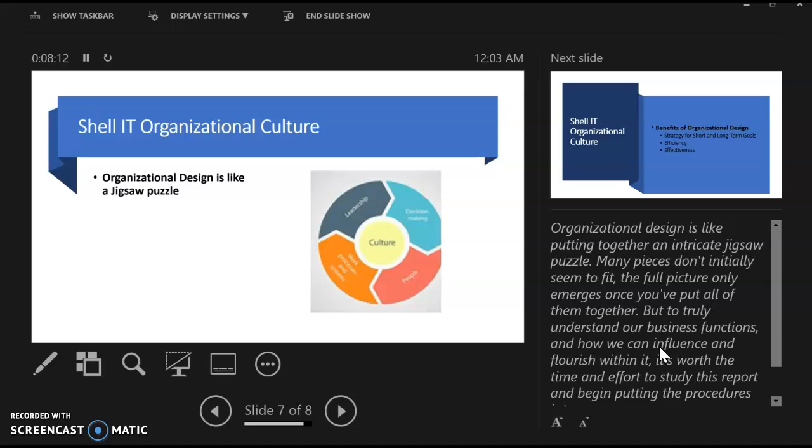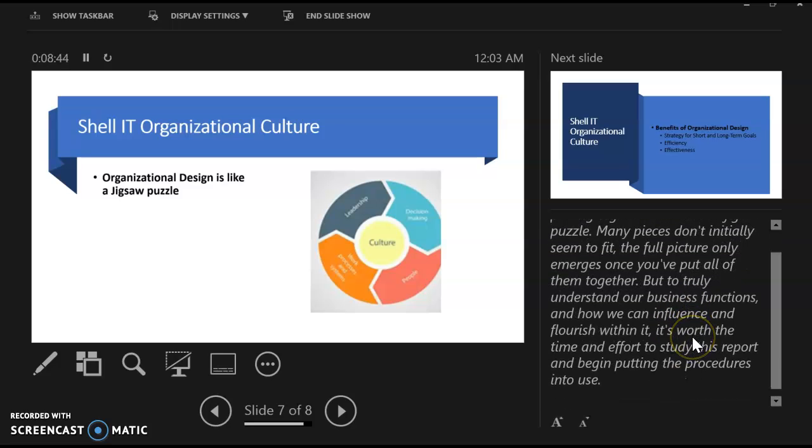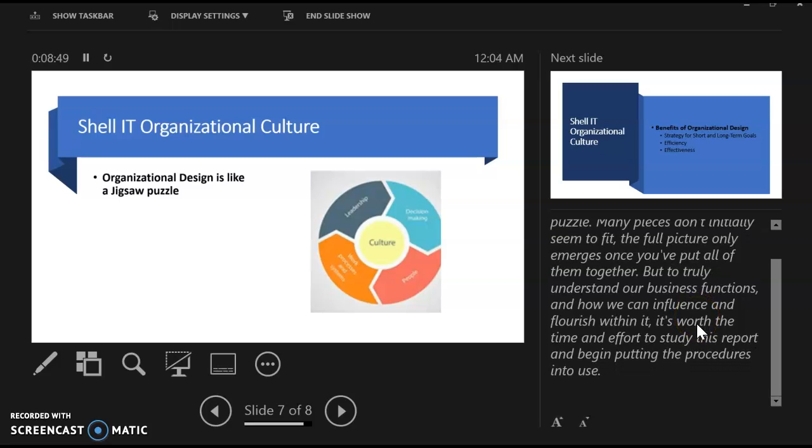Organization design is like a jigsaw puzzle. When you're trying to piece it together, it doesn't seem like it's always going to fit, right? But at times we have to try to put it together by bringing all those entities and qualities that we have as employees, as a company, into one big picture. The full picture only emerges once you have put them all together. But to truly understand our business functions and how we can influence and flourish within it, it's worth the time and effort to study this report and begin putting the procedures into use.